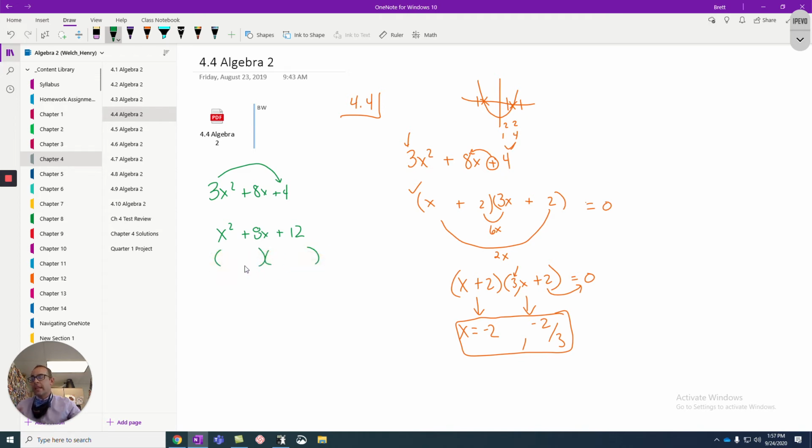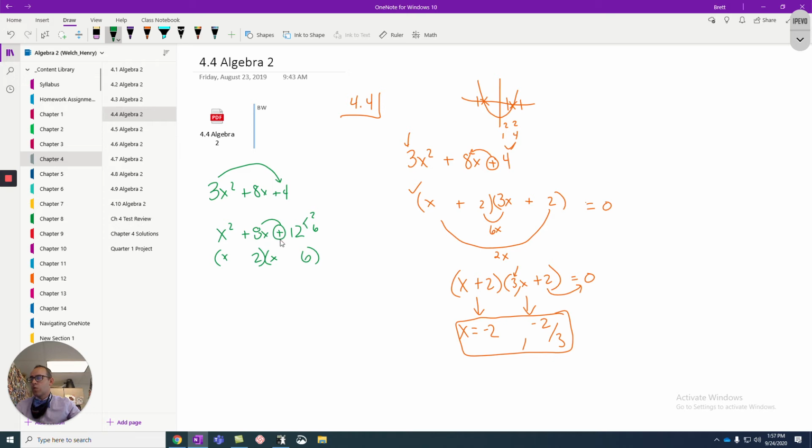But the factoring is now easy. It's as easy as it can get. X and x. How do you split a 12 so that it adds up to 8? Well, that would be a 2 and a 6. We could try 3 and 4, but that's only 7. 2 and 6 is our best option. So we put a 2 and a 6.